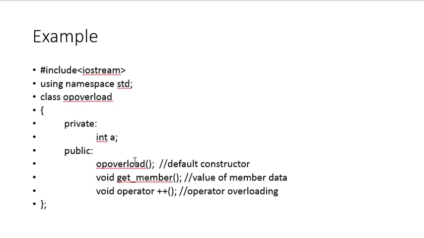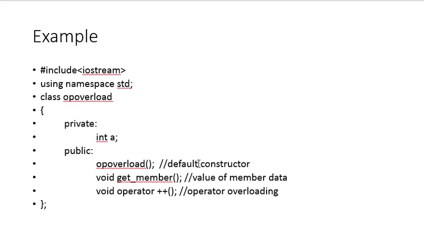Now you can see what kind of functions these are. This one has no return type and is just like the name of the class, so it is the constructor, and a default constructor because it has no parameters. Then this is a function whose return type is void and whose name is get member, used to get the value of the member data.